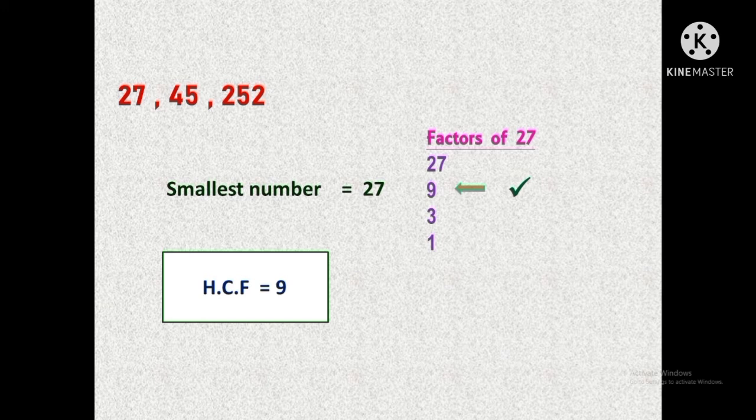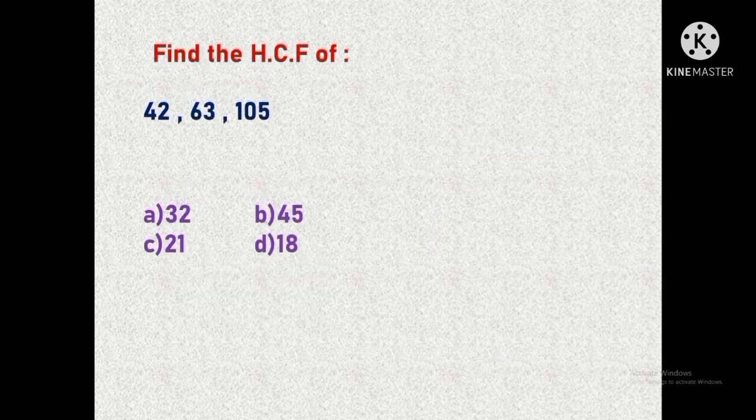Finally, we are going to see in which situation this trick will be very helpful to us. This trick will be very helpful in this type of MCQ question. Here is one question. We have to find the HCF of the numbers 42, 63 and 105. The options are 32, 45, 21 and 18. If you want to apply the trick, we have to find the smallest number, right? But the smallest number, 42, is not in the options list.